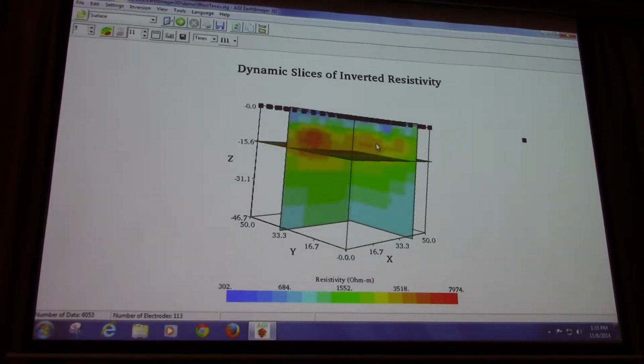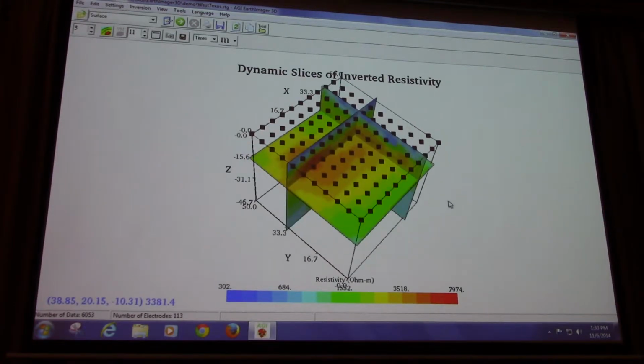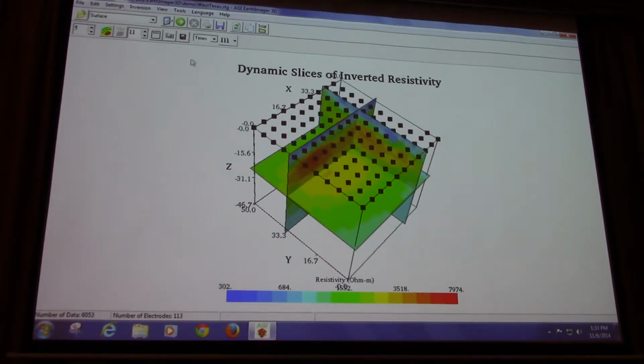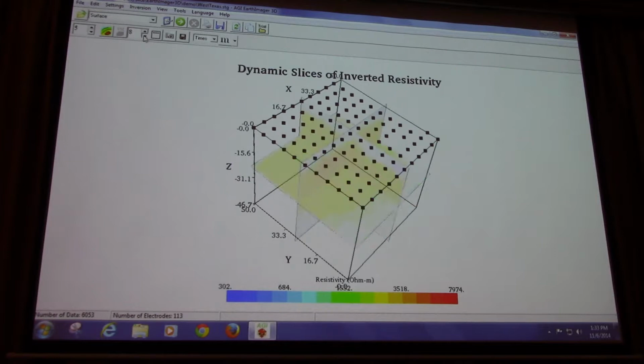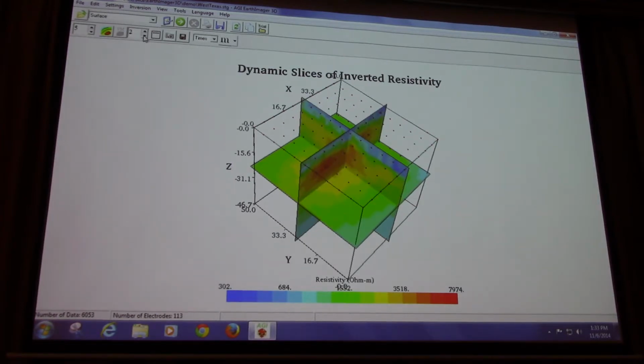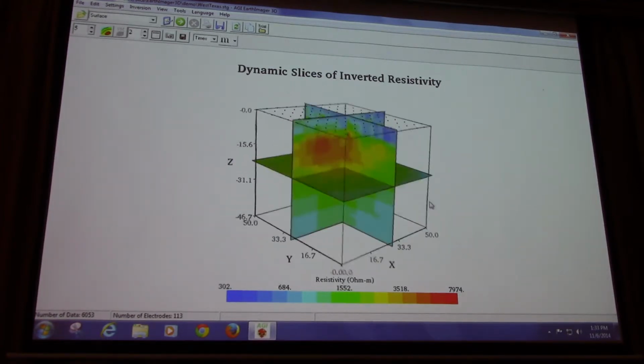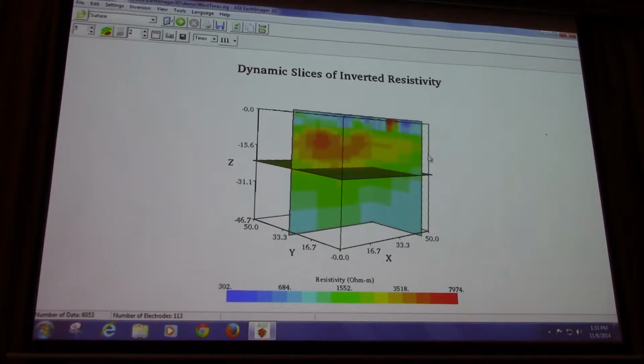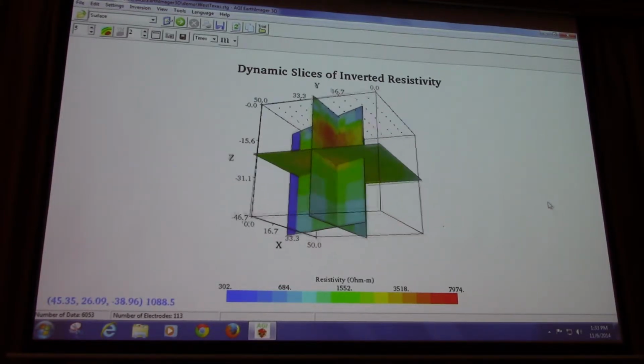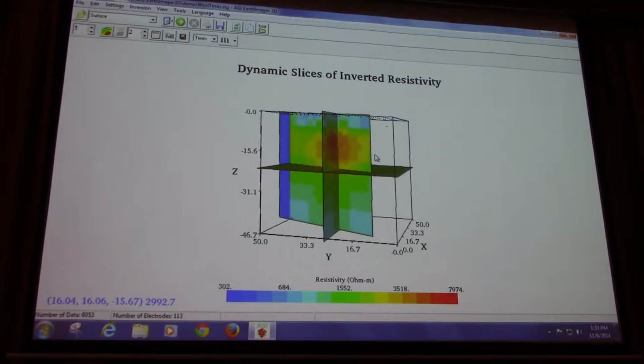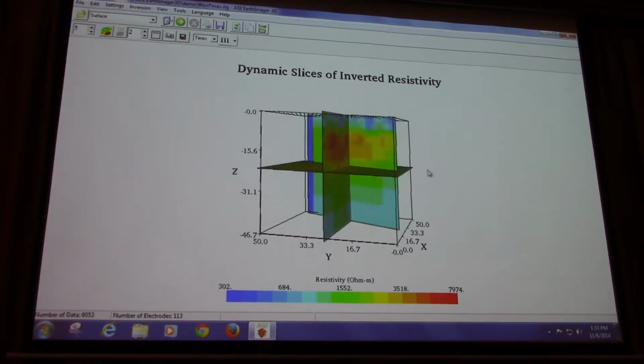Depth-wise, we can rotate this view to look at it. Let's reduce the electrode size here, and you can actually see better. You can also grab these, I believe, and select another plane through this section. Okay, so that's one way to look at it, right?